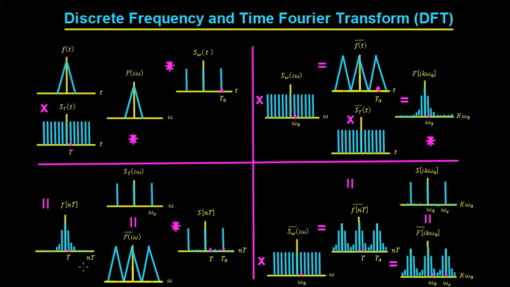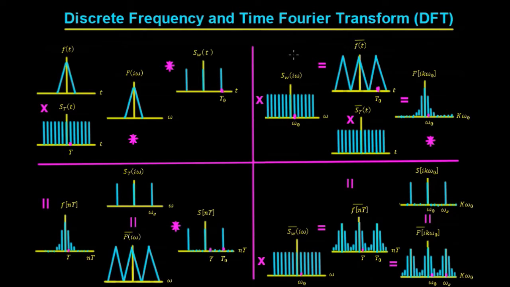So a discrete time Fourier transform takes an aperiodic discrete function of time here, and it produces a continuous periodic function of frequency, which you see here. So this here is the discrete time Fourier transform of this signal here.